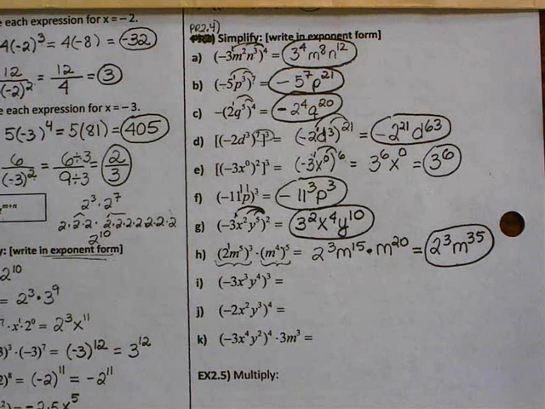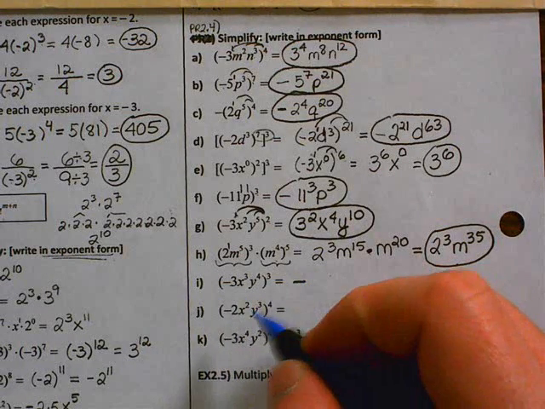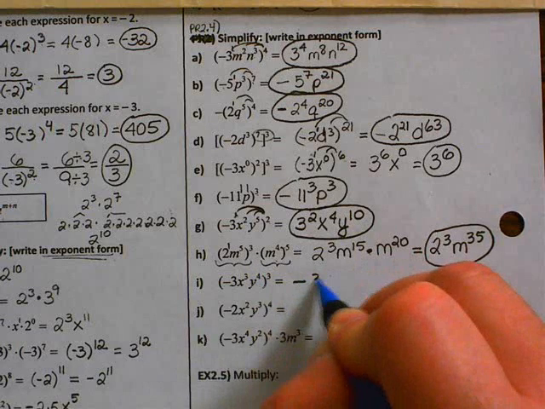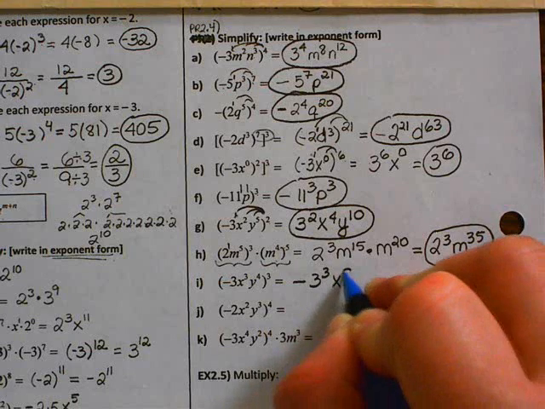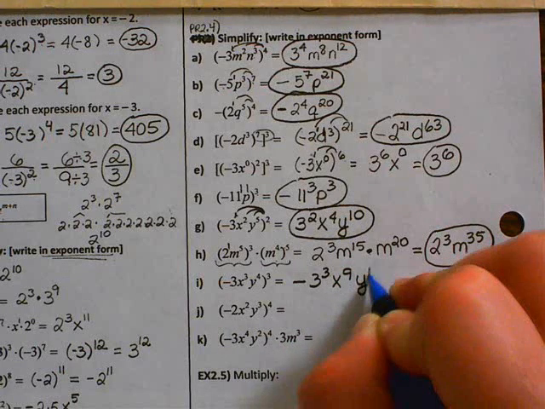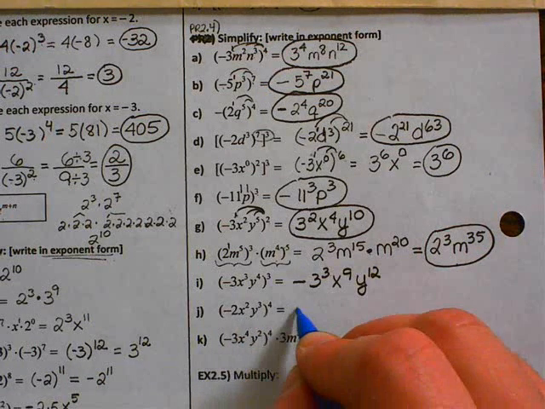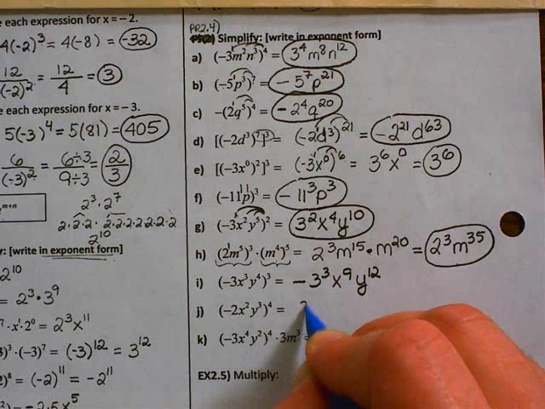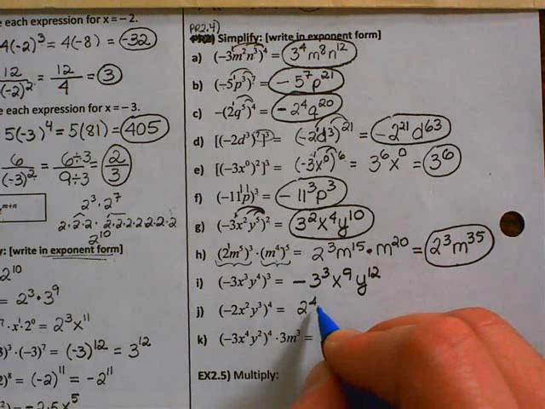Alright, next one. The negative will stay because it's an odd power. This will be 3 to the 3rd, x to the 9th, y to the 12th. The next one, the negative will disappear. It will be 2 to the 4th, x to the 8th, y to the 12th.